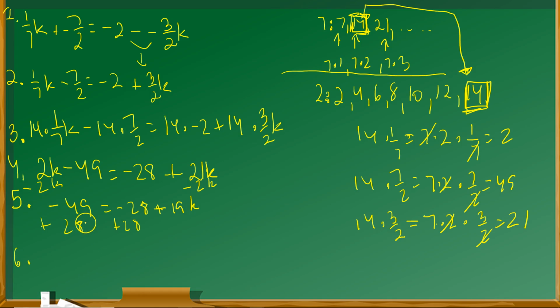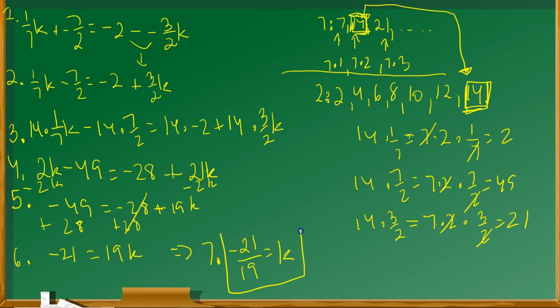So now negative 49 plus 28 will therefore be negative 21. On the right side, you have 19k. Right, these cancel. So lastly, therefore, over here at step 7, you divide at step 6. You have negative 21 equals 19k. Divide both sides by 19. It's going to give you negative 21 over 19 as the last and correct value of k. And that's it.